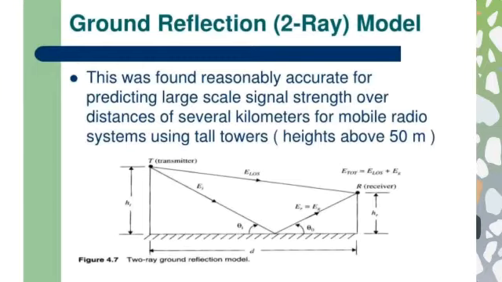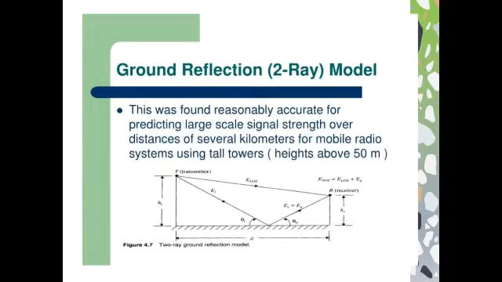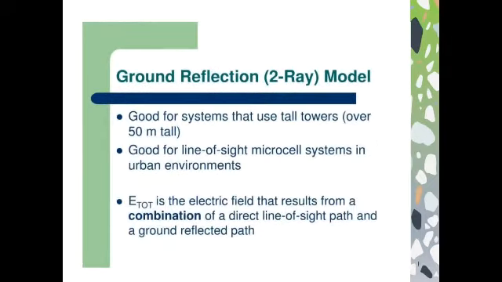In the free space model, we considered only the line of sight path, but when you are going for long distances, the reflected waves also affect the received signal strength. So this was found reasonably accurate for predicting large scale signal strength over distances of several kilometers for mobile radio systems using tall towers. It is good for systems that use tall towers over 50 meters tall. It is good for line of sight microcell systems in urban environments.